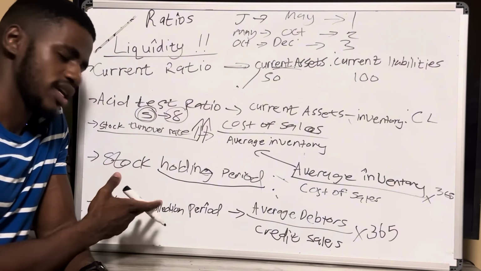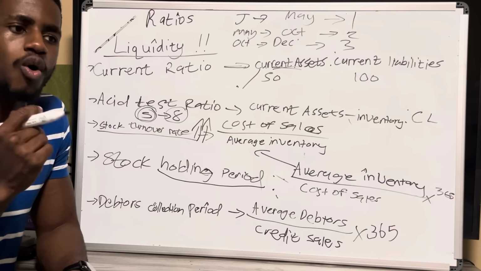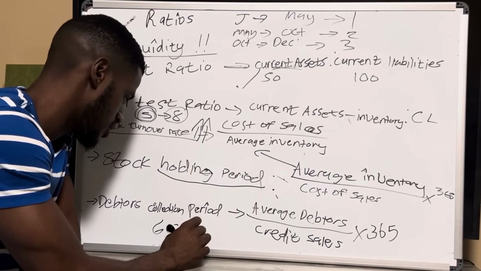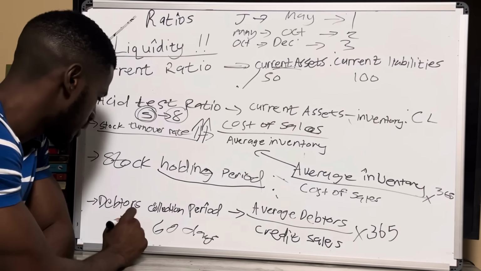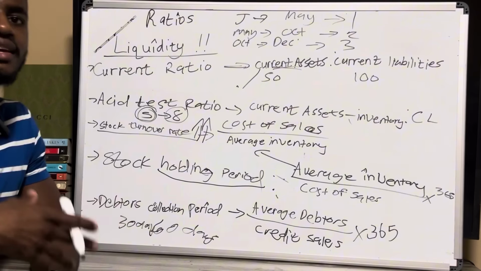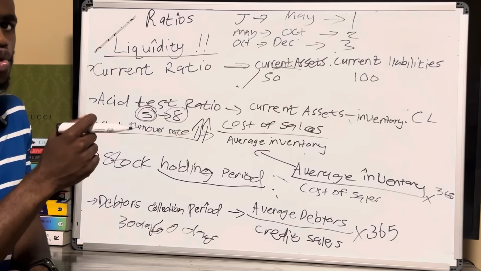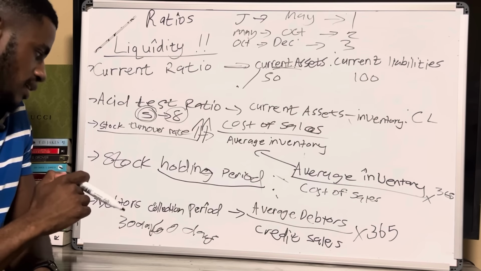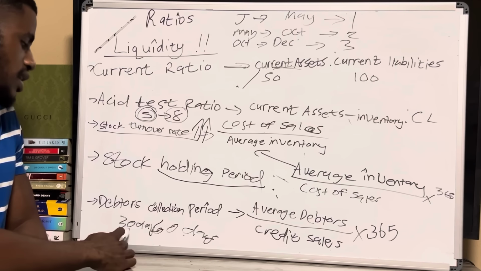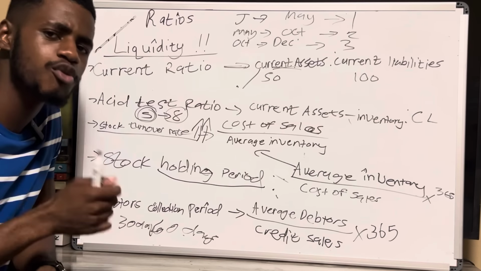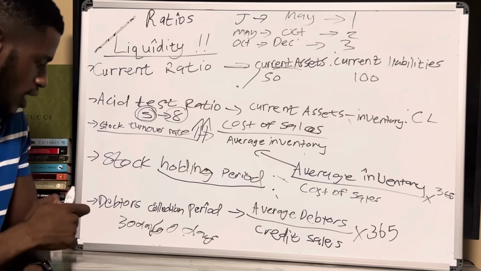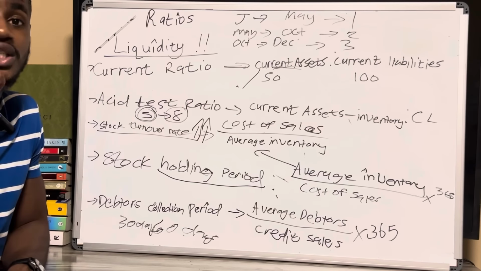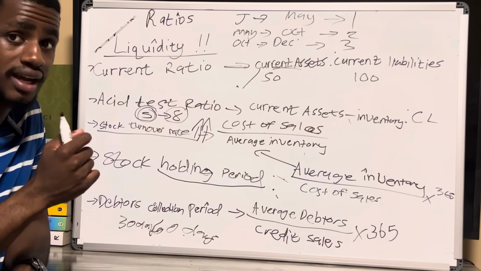We want this number to be as low as possible because we want the people that owe us to pay us fast. We don't want this number to be 60 days. We want this number to be around 30 days. If it's less than 30 days, even better, because we want our debtors to pay us as fast as possible. Obviously, you'll have to compare with last year. If last year it was 60 and this year it is 30, that is a huge improvement and is a good thing. But if last year it was 30 days and this year is 60 days, that is a huge decline and we need to do something about it.